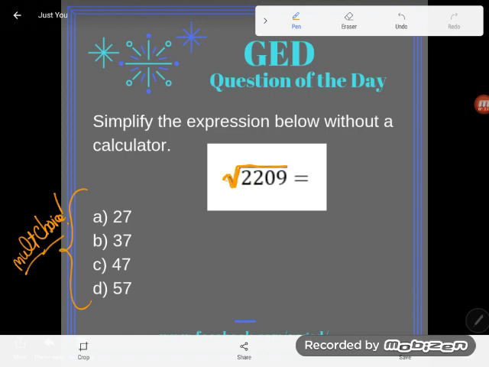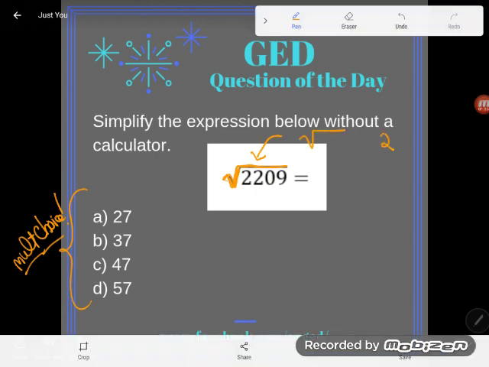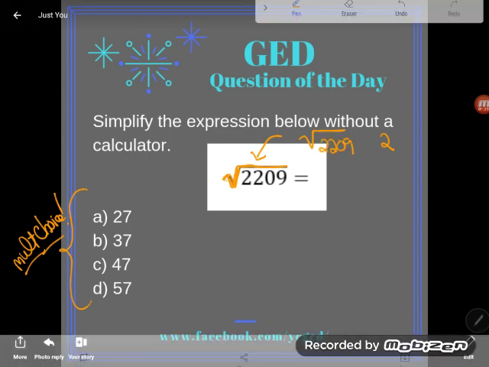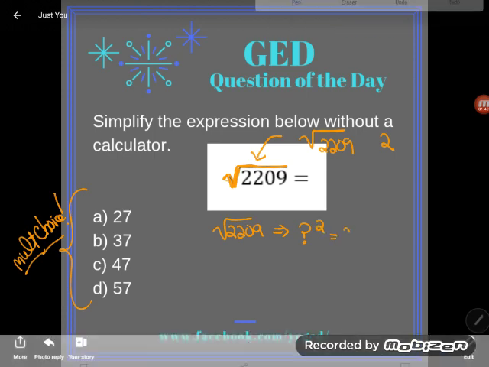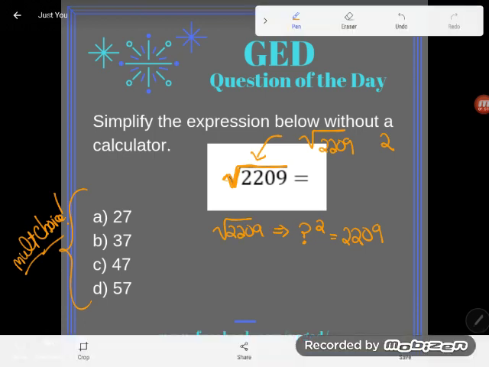Well, here's what I know. The square root is the opposite, or inverse, of squaring. That means that if I say what is the square root of 2,209, what I'm really asking you, or another way to think about what I'm asking you, is what number squared, what number times itself, is equal to 2,209. So even though I don't know how to work this problem forwards, I can guess and I can check.